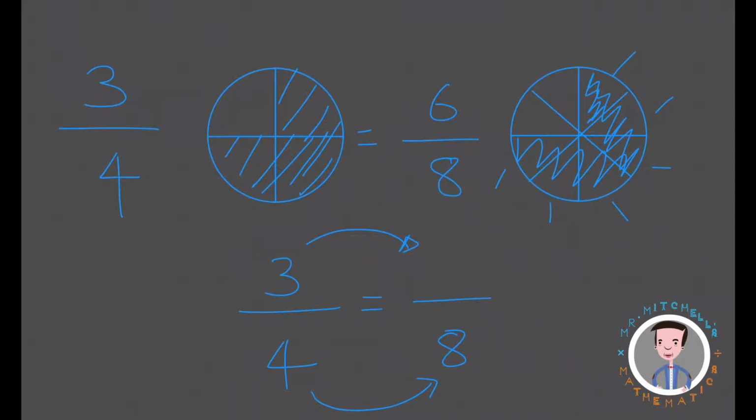Seeing as 4 is getting bigger, we now need to times it by something. So 4 times what equals 8? It's times by 2. Therefore what we need to do is 3 times 2 equals 6. And just to check, it is the same answer on the top of our screen as it is on the bottom. So we've done it right.